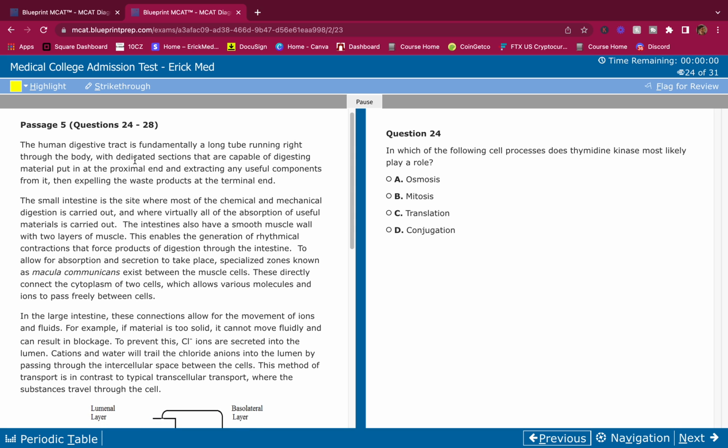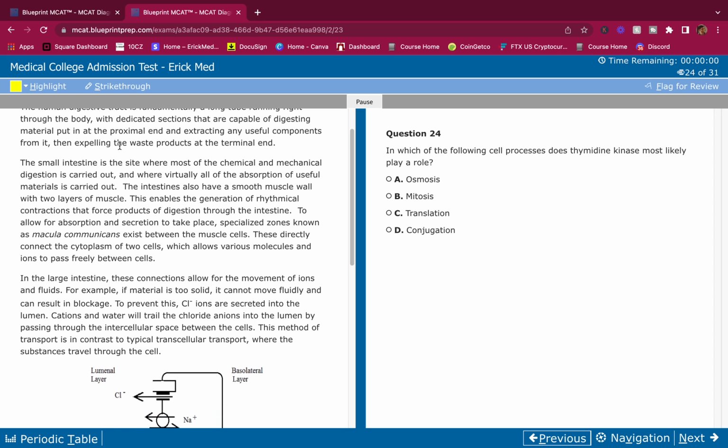The human digestive tract is fundamentally a long tube running right through the body with dedicated sections that are capable of digesting material put in at the proximal end and extracting any useful components from it, then expelling the waste products at the terminal end. Okay, cool. I already knew that.